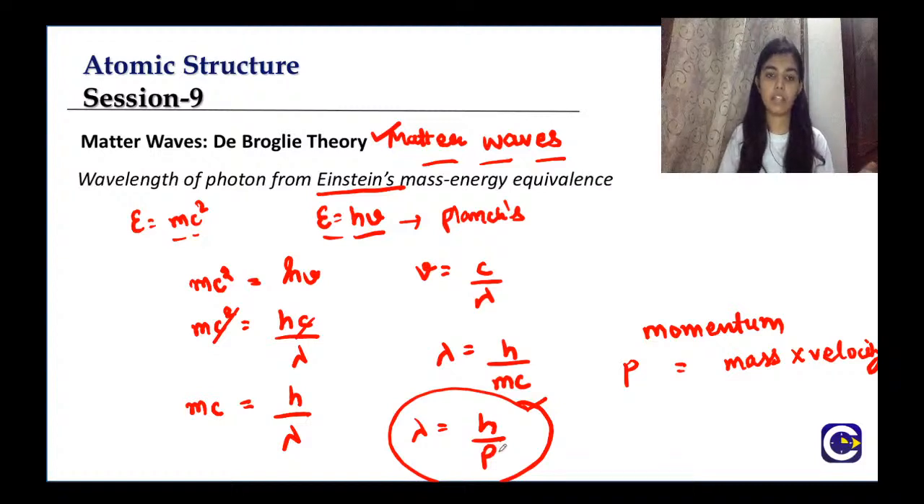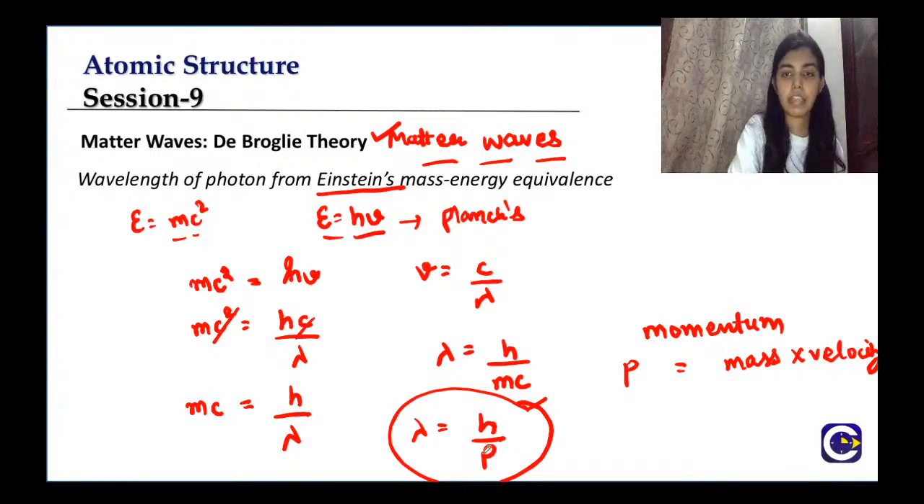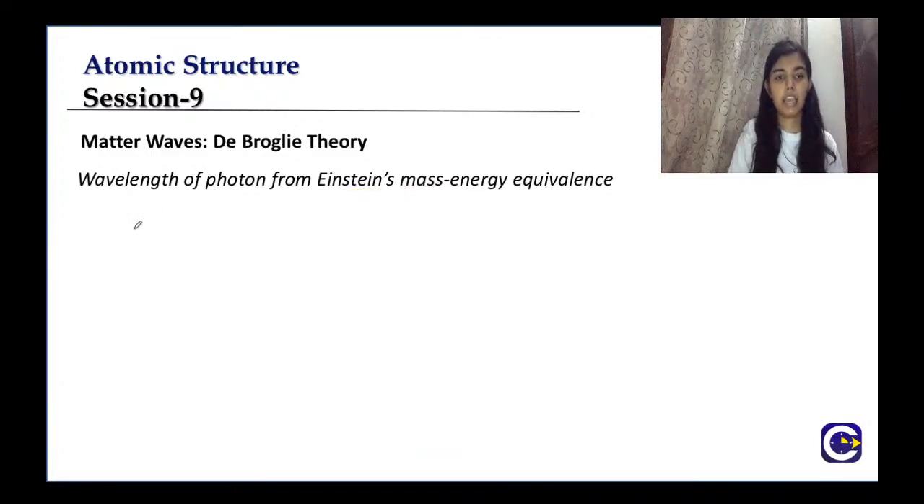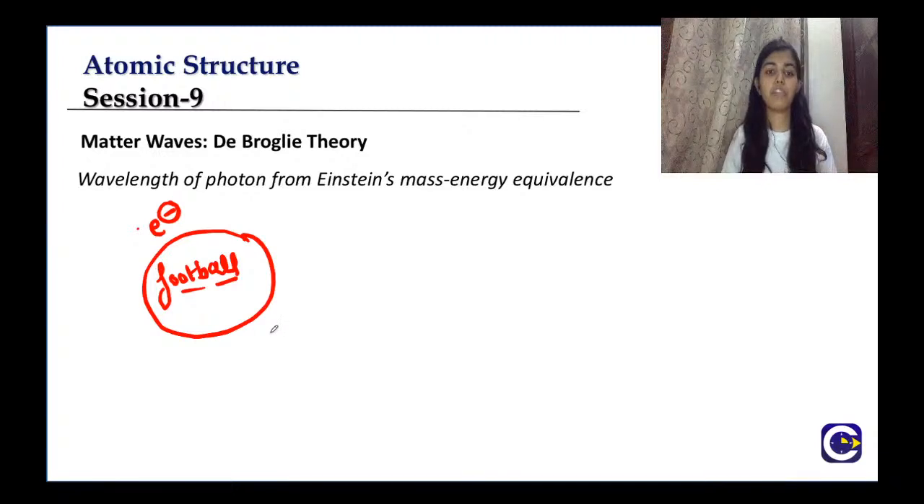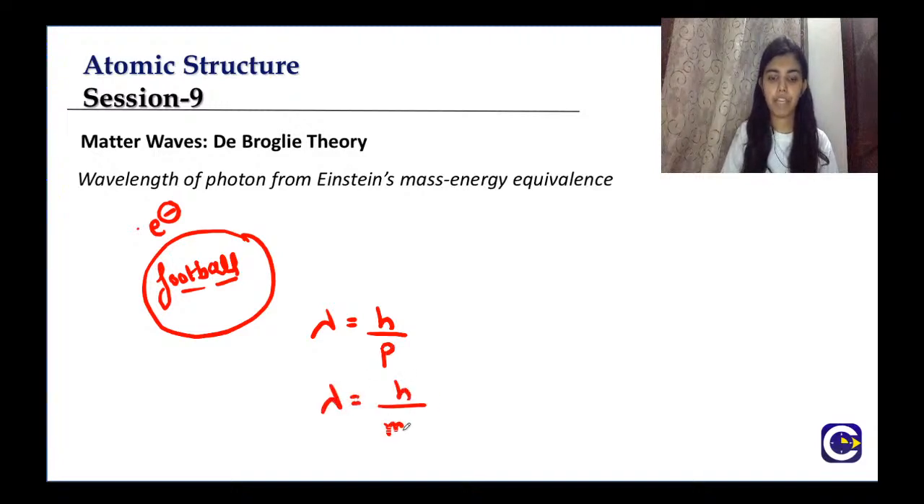Now the question arises that if he is saying that particles as small as an electron and particles as big as a football are both associated with waves, then why can't we see waves associated with the football? Why can the matter waves associated with the football not be seen? So the answer lies in his equation. We saw that lambda equals to h by p basically, right, where p is the momentum and it can be given as mv.